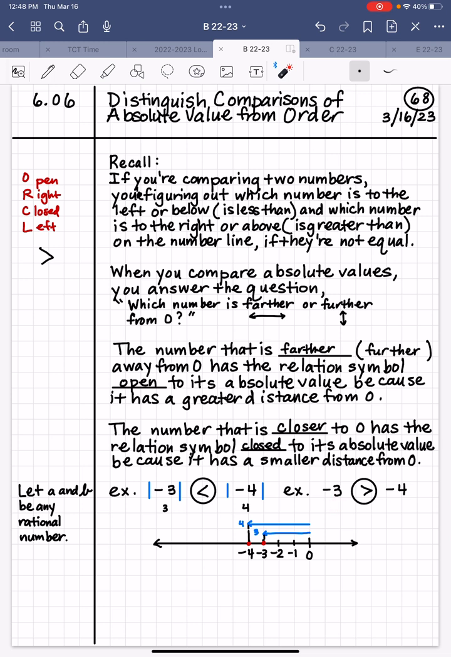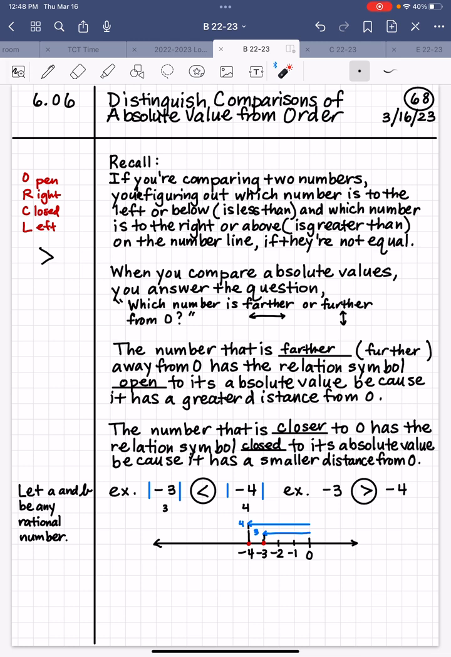Are we given absolute values or are we given numbers themselves in this example? We're given numbers themselves. So guess what I'm not going to look at? I'm not going to look at the distance from 0. I'm going to look at the points on the number line. So we say that the opposite of 3 is to the what of the opposite of 4 on the number line? It's on the right. So therefore, the symbol is open to the number that is to the right of the other number on the number line, and close to the opposite of 4 because the opposite of 4 is on the left. So it's closed to the opposite of 4 because that's on the left.